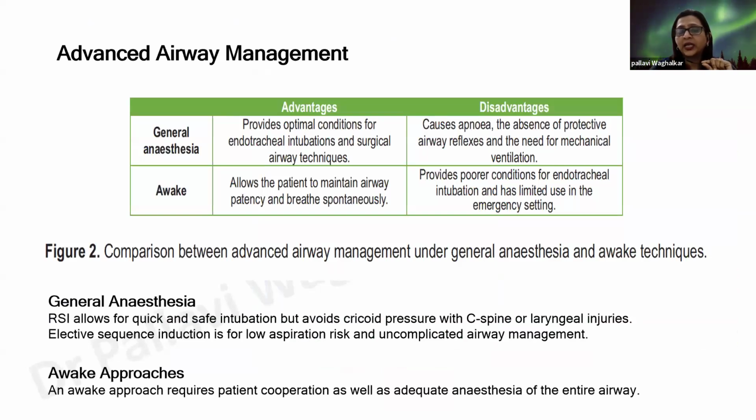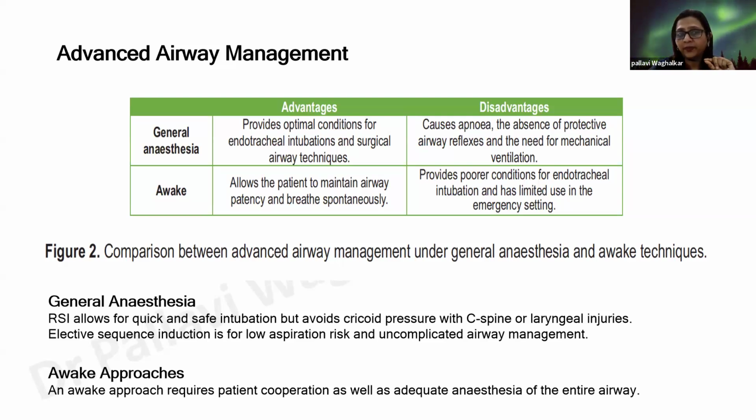This advanced airway management will require either general anesthesia or awake patients. What are the advantages of general anesthesia? It will give optimal conditions for endotracheal intubation and surgical airway technique. But again, general anesthesia might lead to apnea and airway compromise. Awake patients allow the patient to maintain airway patency and breathe spontaneously, but it will not be possible in emergency settings, and sometimes if there are really poor conditions, bleeding and so on, then awake intubation might be difficult.